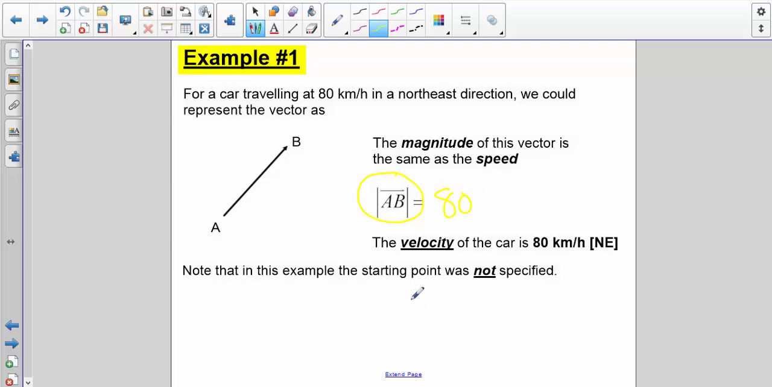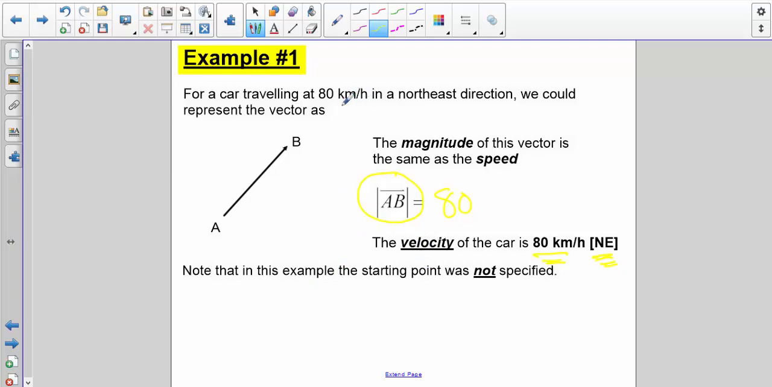Its magnitude is 80 because the velocity of that car is 80 kilometers per hour northeast. There's your scalar, there's your direction, right? So we have a number and a direction. In this example, this is important for a couple of other things we're going to talk about. The starting point for this car was kind of irrelevant when we're talking about the velocity, right?